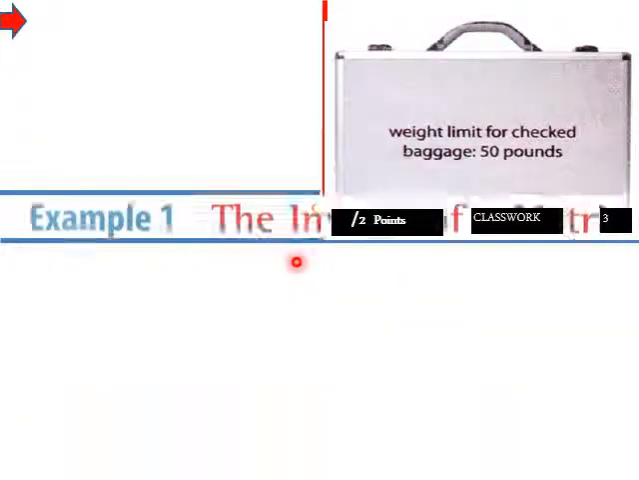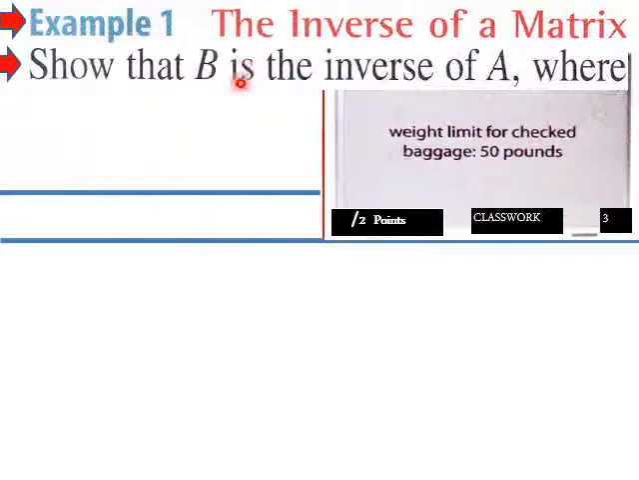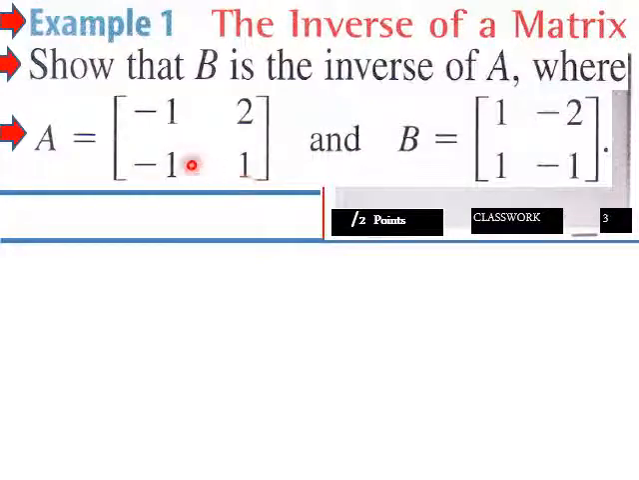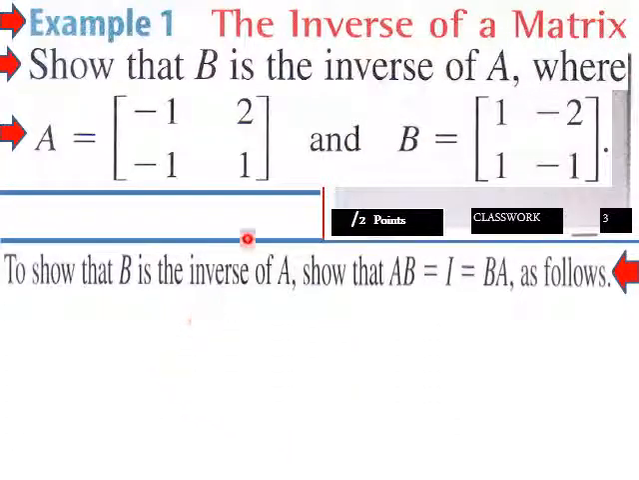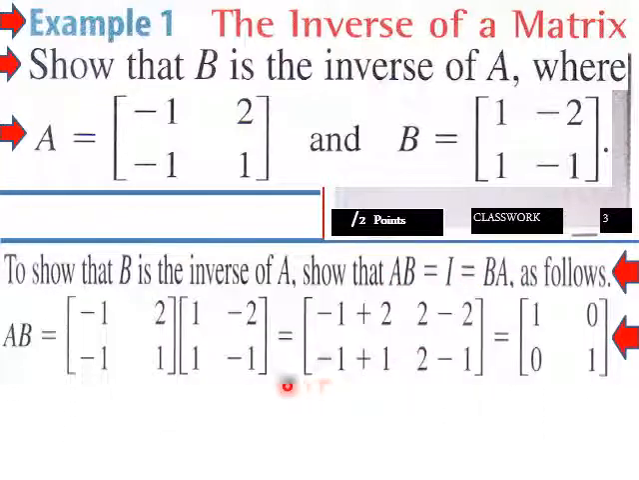Let's try an example now with that concept. The inverse of a matrix. Show that B is the inverse of A, where A equals this matrix and B equals this matrix. To show that B is the inverse of A, show that AB equals I equals BA as follows. So AB equals this matrix here, which reduces down to 1, 0, 0, 1. So we have a diagonal of 1s.